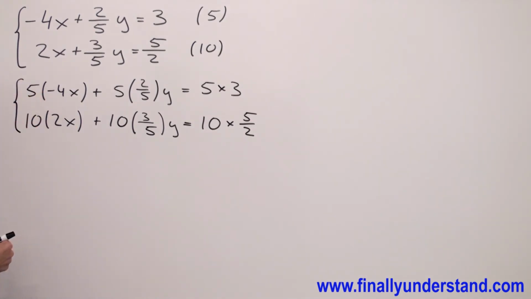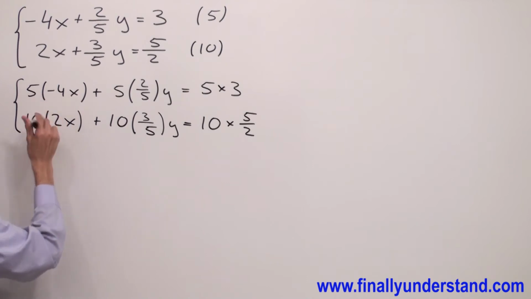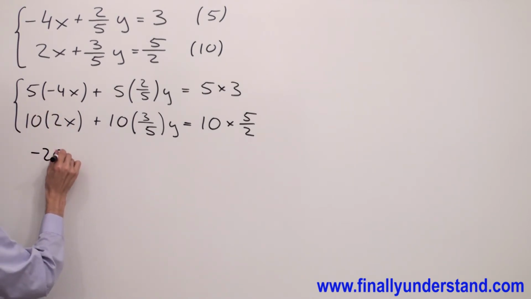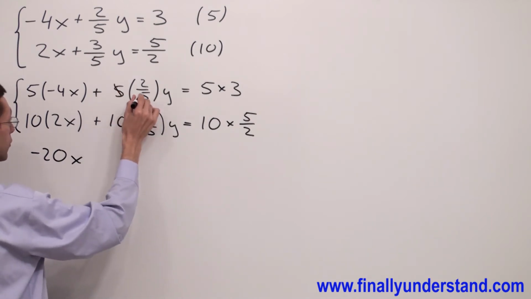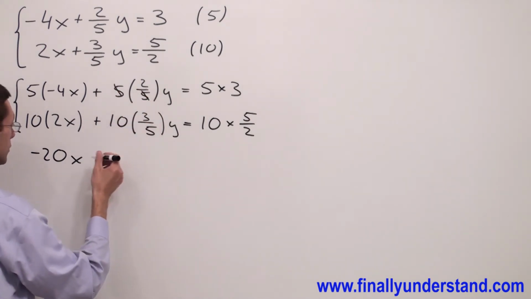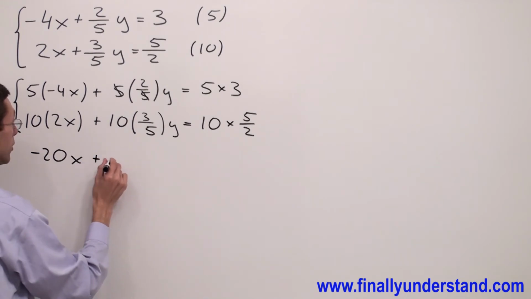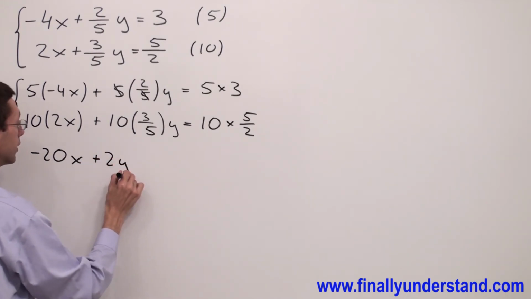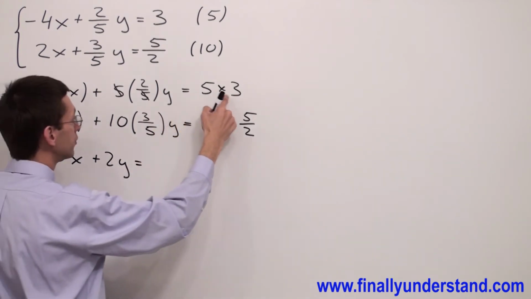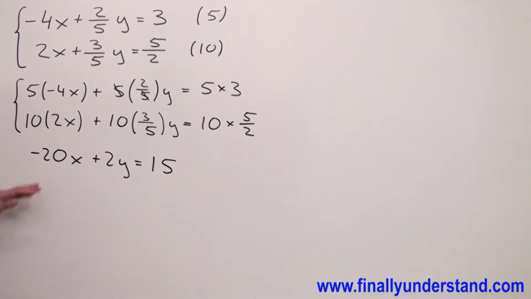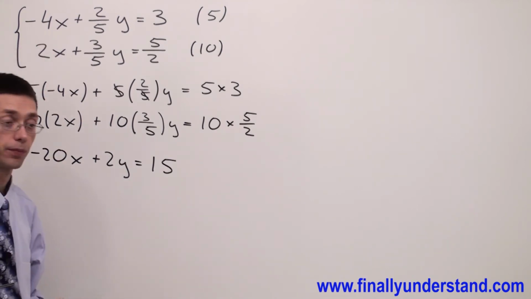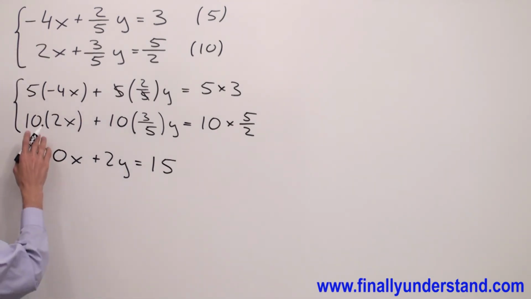Next, perform the multiplication. 5 times negative 4 is negative 20x. 5 and 5 from the denominator will cancel out, and I end up with positive 2y equals 5 times 3, which is equal to 15. I'm finished with the first equation. Please notice that this equation looks much simpler than this one. Okay, so let's take a look at the second equation.